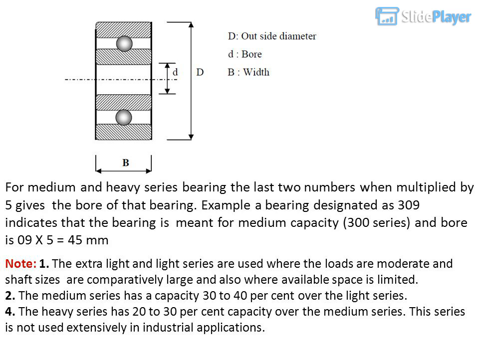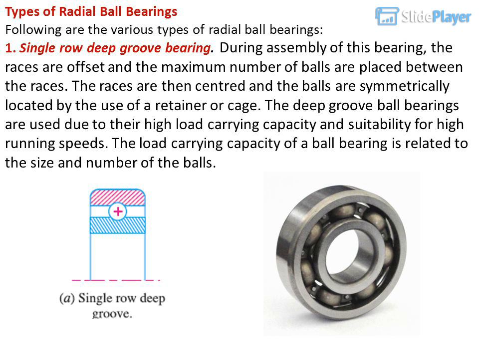Note: 1. The extra light and light series are used where the loads are moderate and shaft sizes are comparatively large, and also where available space is limited. 2. The medium series has a capacity 30 to 40% over the light series. 4. The heavy series has 20 to 30% capacity over the medium series. This series is not used extensively in industrial applications. Types of radial ball bearings.